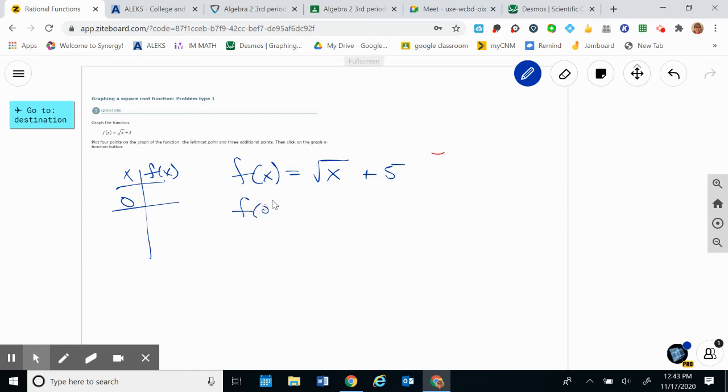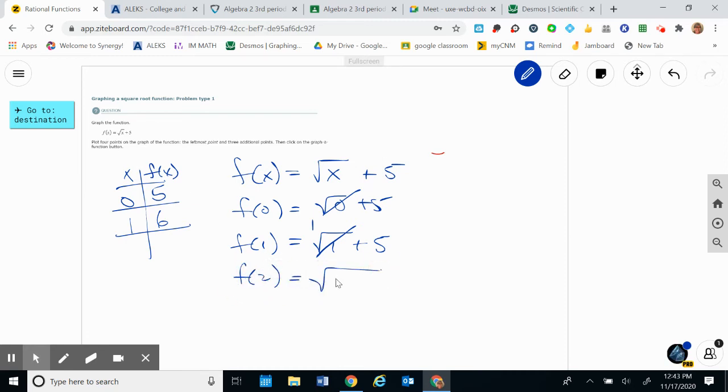So f of 0 is going to be the square root of 0 plus 5. Cancels, and you just get 5. Let's try 1. F of 1 is equal to the square root of 1 plus 5, which is 1 plus 5, 6. Okay, it wants how many? 4 points. F of 2. Keep going. Square root of 2 plus 5.